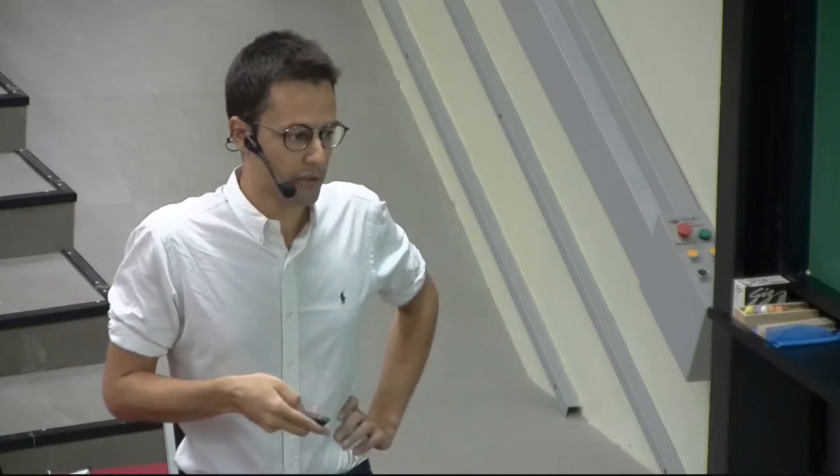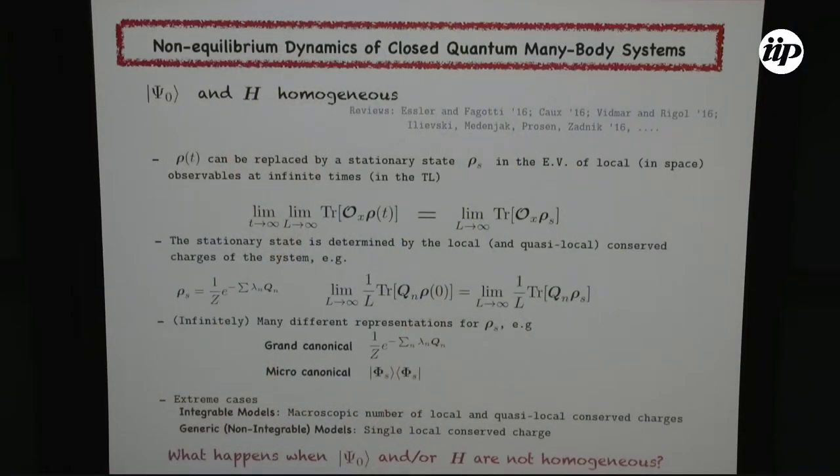Okay, and there are two extreme cases of this construction, namely integrable models, where the number of these local and quasi-local conserved charges scales with the system size, so it's a macroscopic number. And the opposite case is the so-called generic case, where there is only the Hamiltonian, since the evolution is unitary and the Hamiltonian is time independent, it is always there, is always one of these Q.